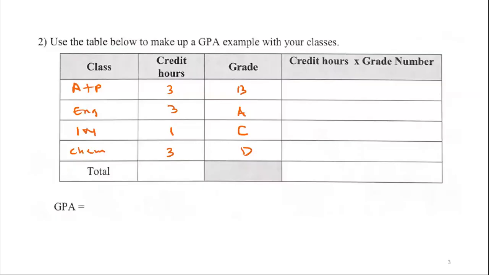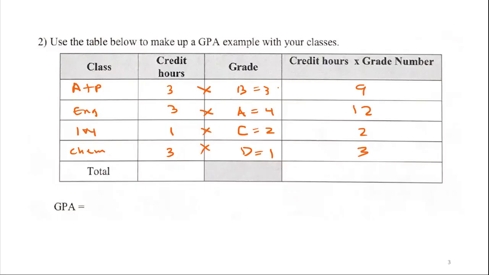Here's another example, just making this up, to make sure that we know how to do this. For A, we get 4 points. For B, we get 3 points. For C, we get 2 points. And for D, we get 1 point. Then we multiply these. So 3 times 3 is 9. 3 times 4 is 12. 1 times 2 is 2. 3 times 1 is 3, and then we add them up.